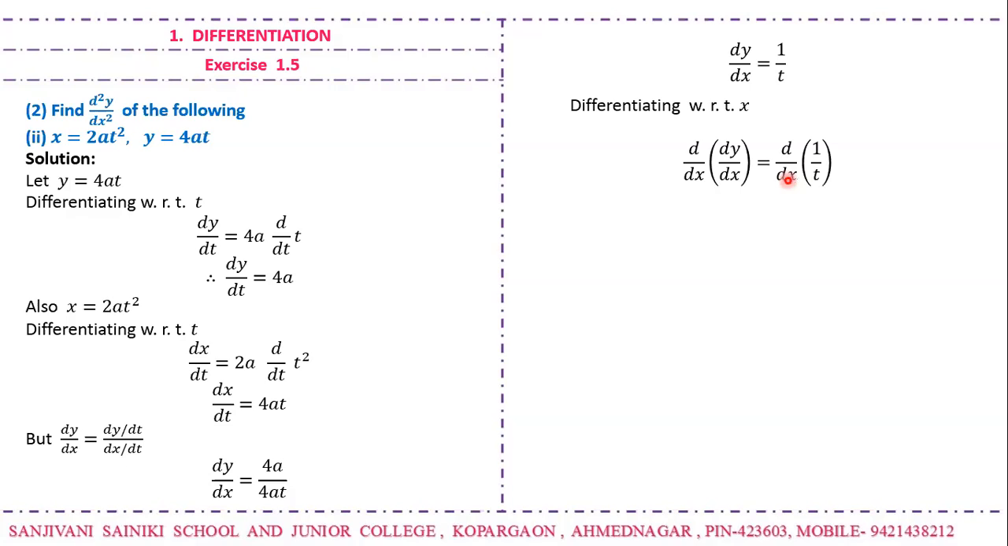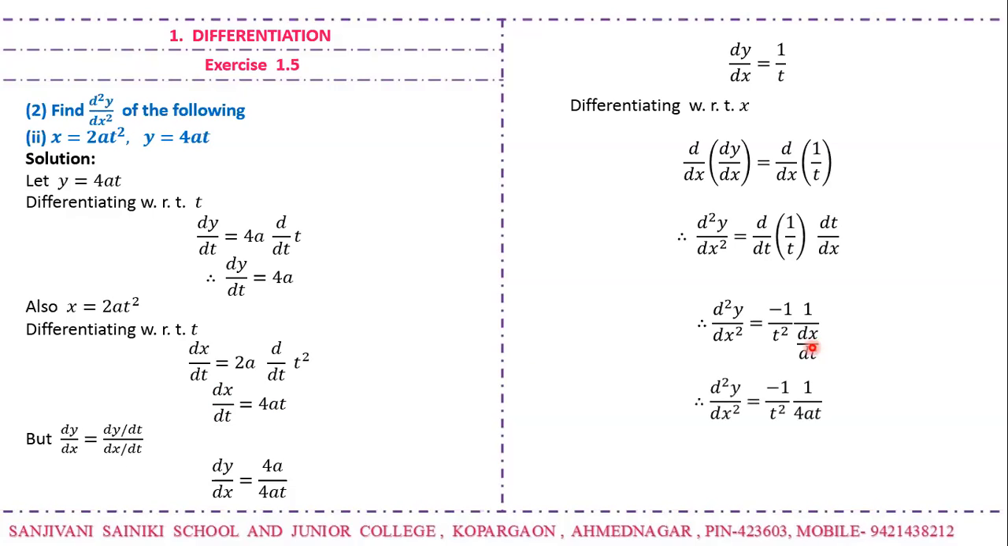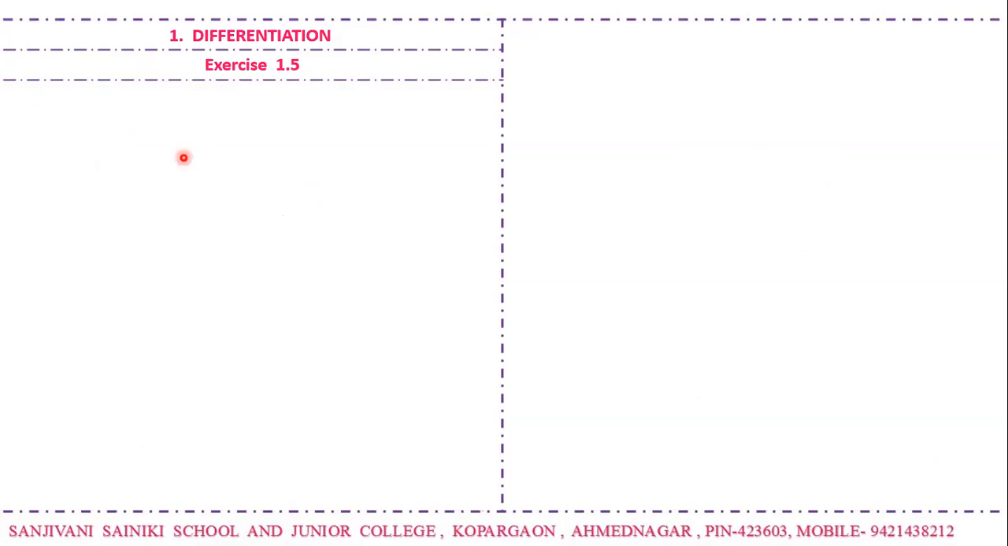Firstly, we have to differentiate it with respect to t and then differentiate t with respect to x. Then we have to use the inverse differentiation. We can write dt by dx as 1 upon dx by dt. But what is dx by dt? It is 4a. So we will put that value here, 4a. And we get the derivative as minus 1 upon 4a cube, which is the derivative of this function.